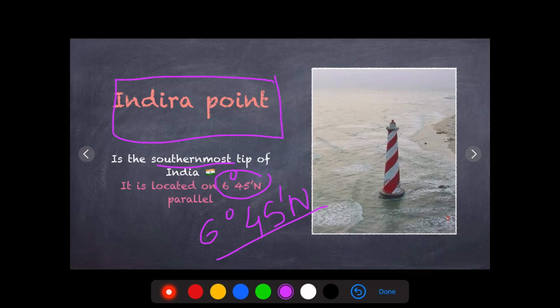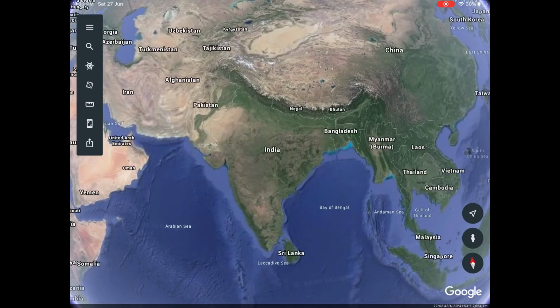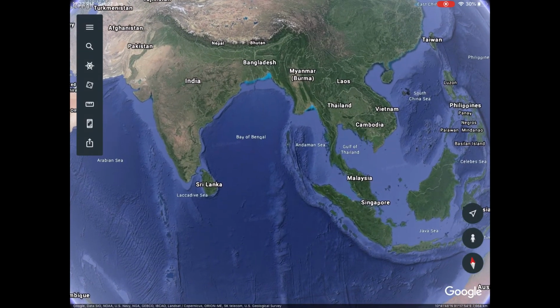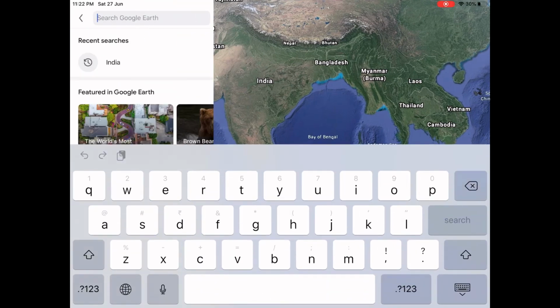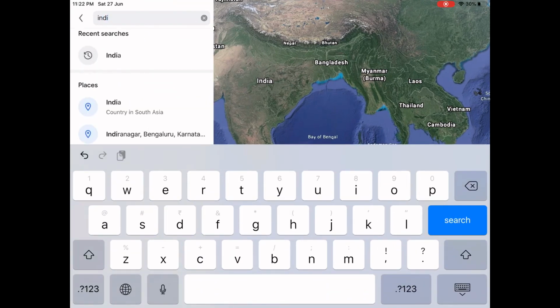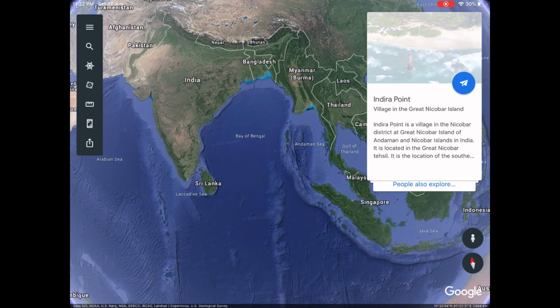Now I'll also tell you that Indira Point is a village in Great Andaman, in the Andaman and Nicobar Islands, and today it is not there because it is submerged underwater, since the tsunami came on 26th December 2004. Therefore Indira Point got submerged. It is there, but it is submerged. Okay, we saw about India. Now let us go to Indira Point. I'll just search to make things easier: Indira Point at Andaman Nicobar.